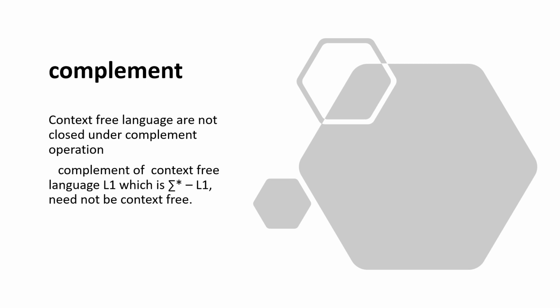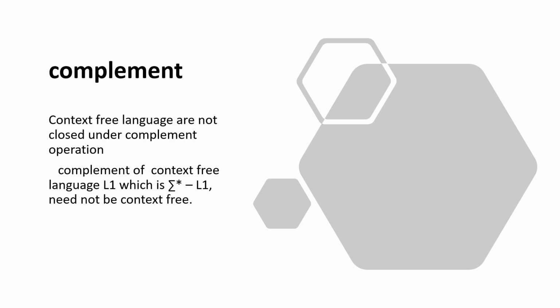Coming to the last non-closed operation, that is the complement operation. Context-free languages are not closed under complement. The complement of a context-free language L1, which is sigma star minus L1, need not be context-free. The same reason I gave for the intersection operation applies here in the complement operation. So we can say that complement is not closed under CFL. So we have done with the closure properties of context-free languages.